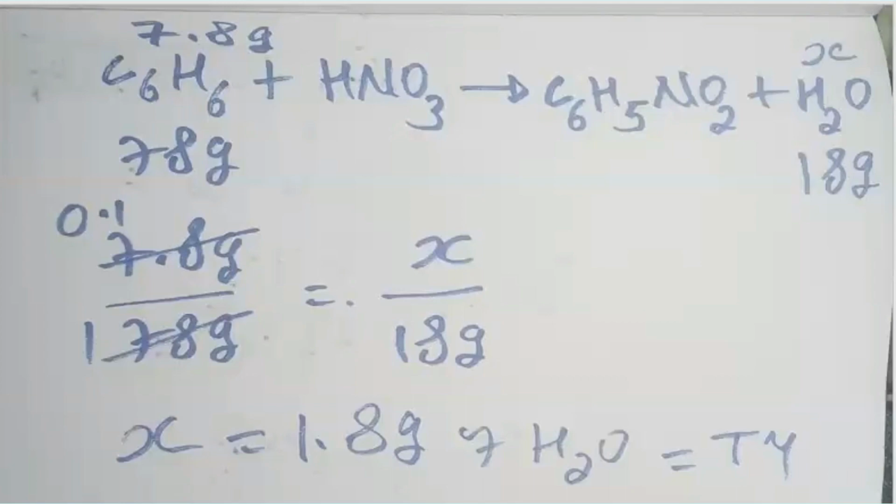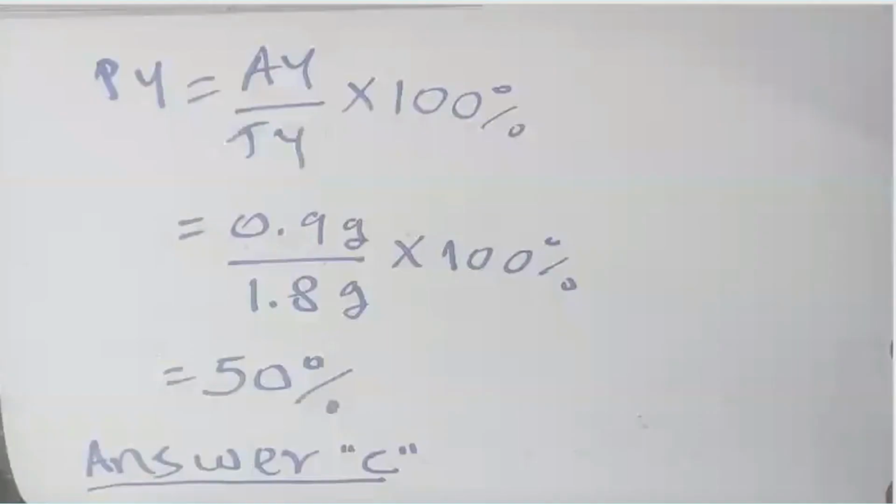Then calculate the percentage yield. Percentage yield equals actual yield divided by theoretical yield multiplied by 100%. This gives 0.9 divided by 1.8 times 100%, which gives 50%. The answer is C.